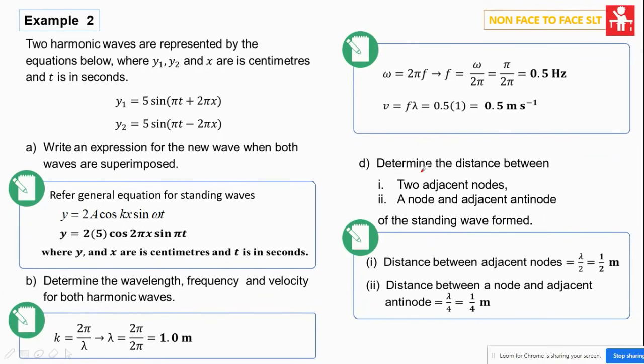Question number D, determine the distance between two adjacent nodes and a node and adjacent antinode of the standing waveform. So the distance between two adjacent nodes will be equal to lambda over 2, equal to 1 over 2 meter. The distance between a node and an antinode will be equal to lambda over 4, which is equivalent to 1 over 4 meter.